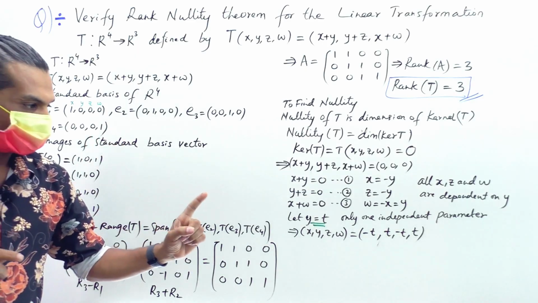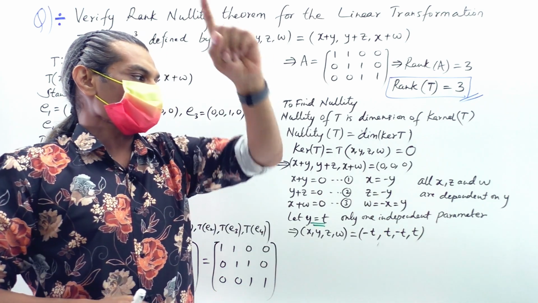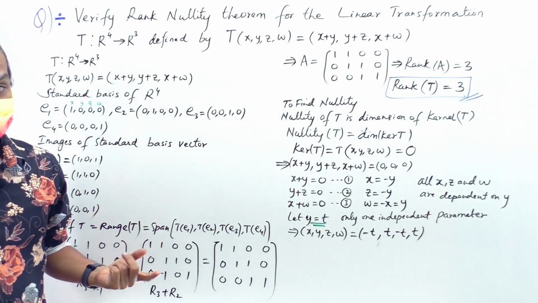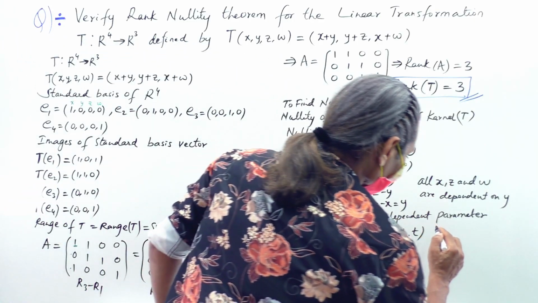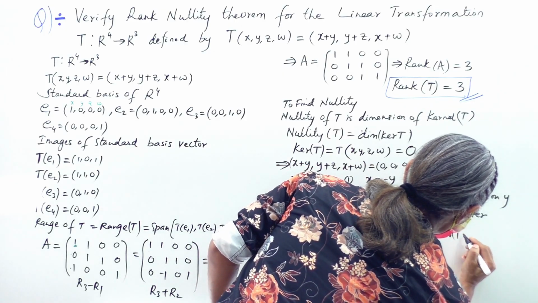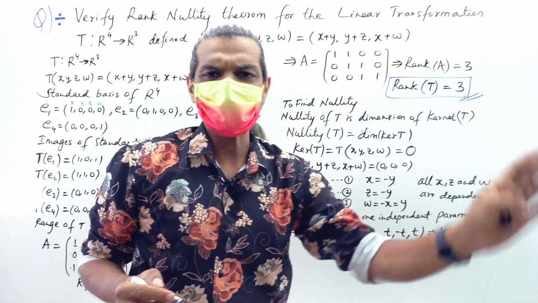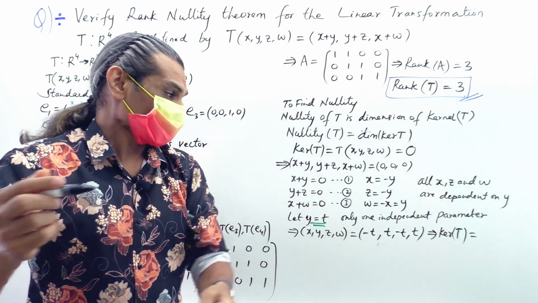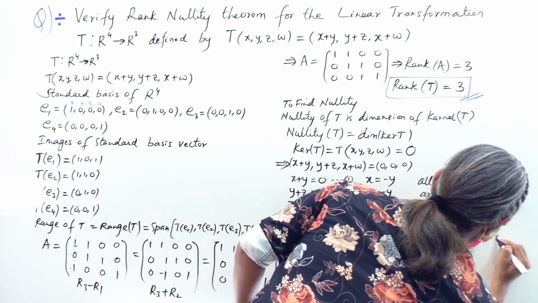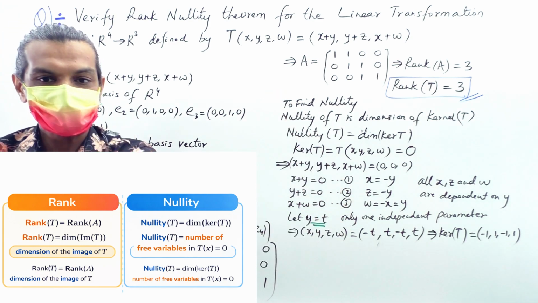So they are dependent on only one parameter y, and I assume y is equal to t. There is only one independent parameter. What does it mean? It means kernel of T is equal to, I can take t as anything, it's an independent parameter. I can take 1, 2, 3, 4, whatever. I'll assume it as 1. Then this becomes (minus 1, 1, minus 1, 1). So kernel of T is spanned by (minus 1, 1, minus 1, 1).